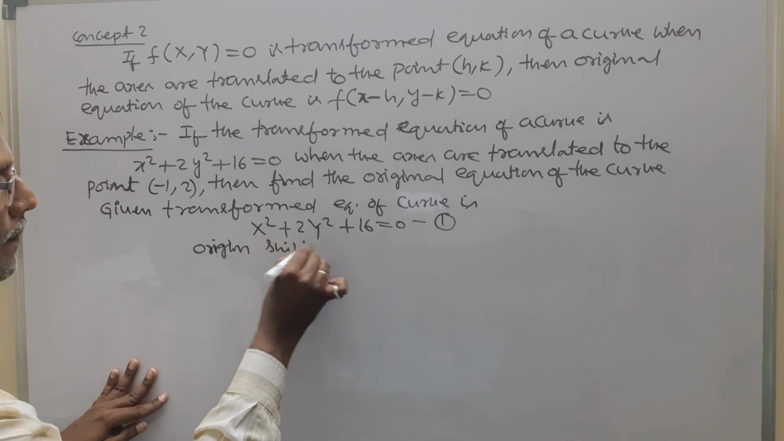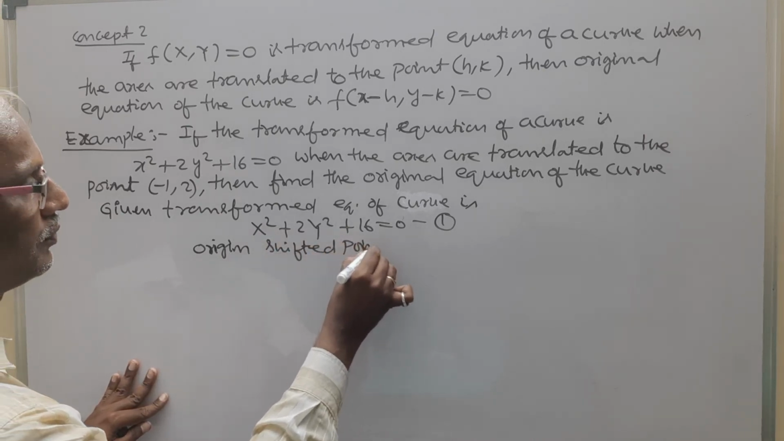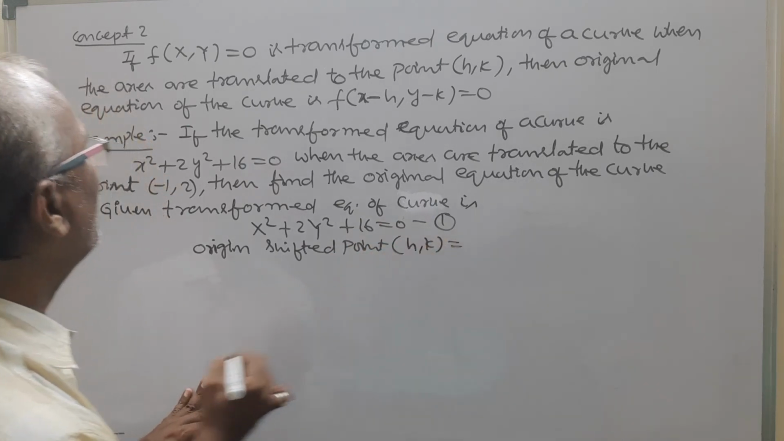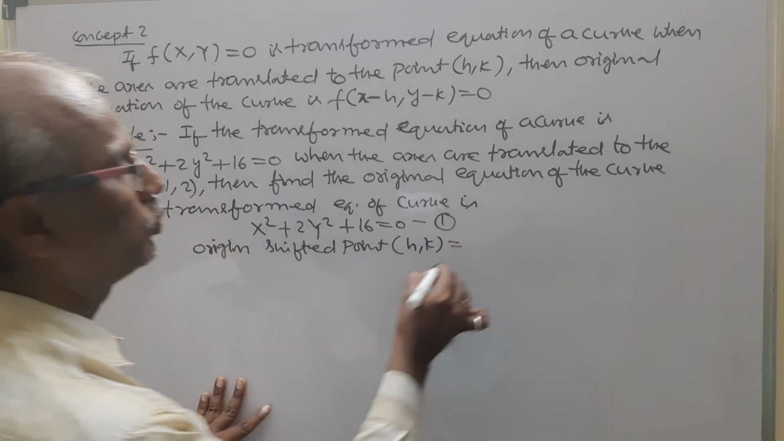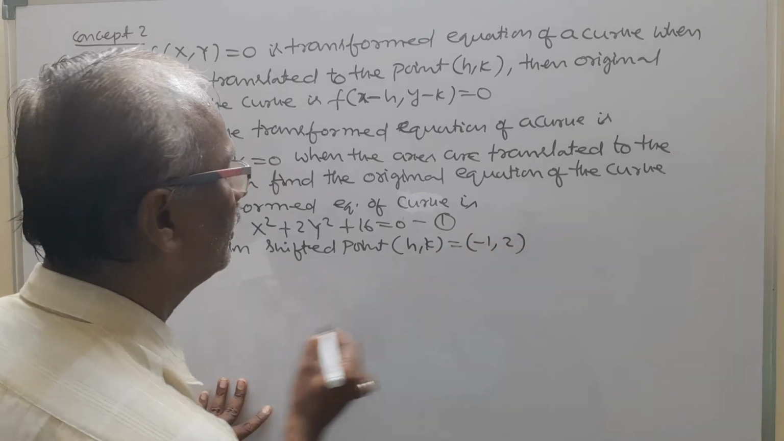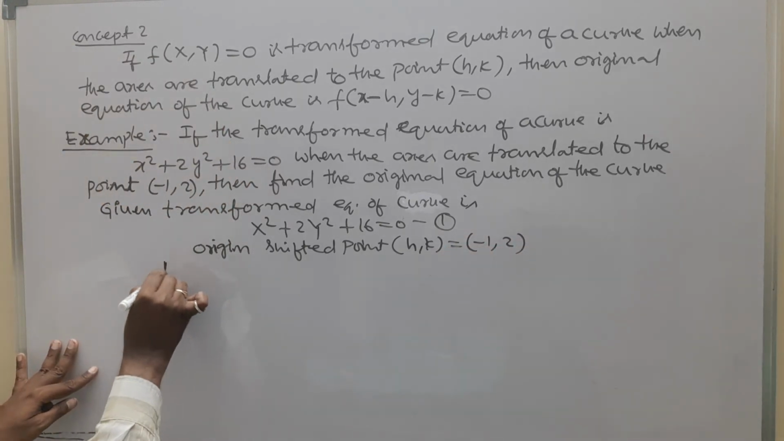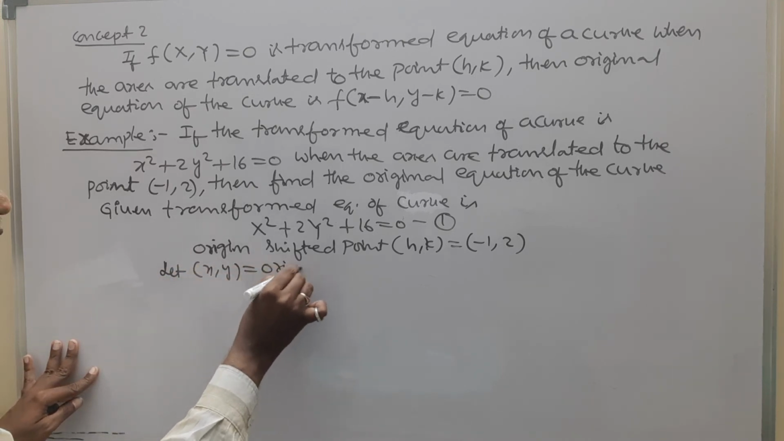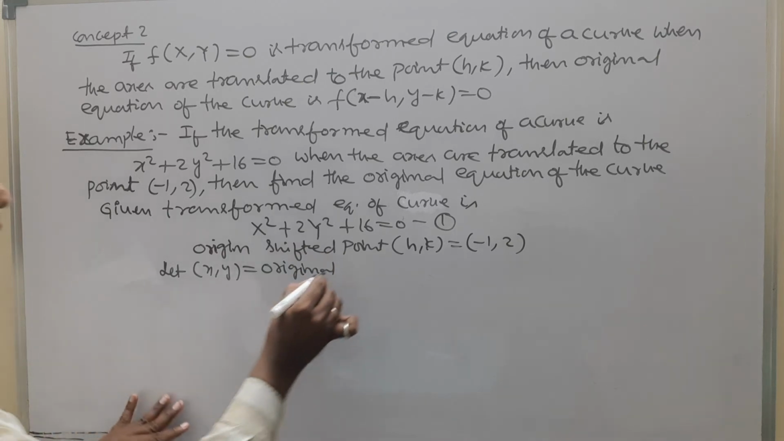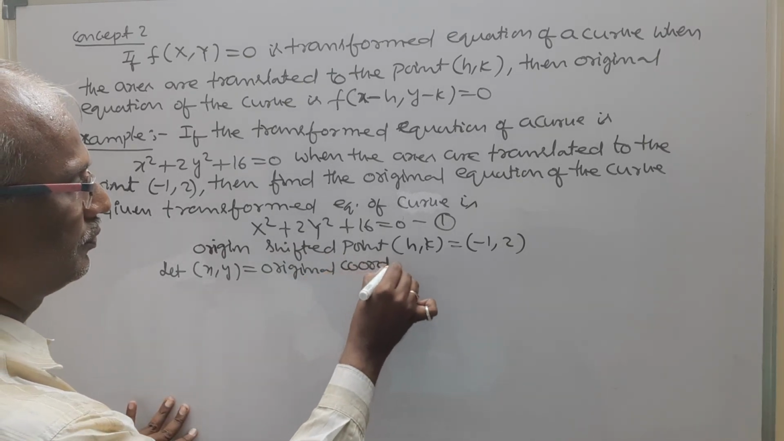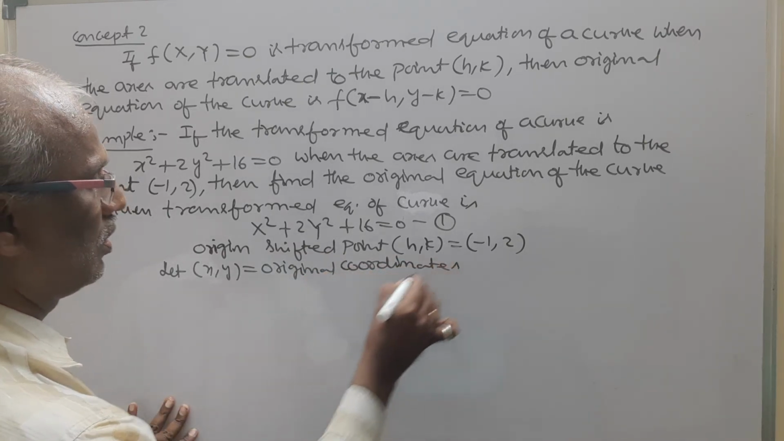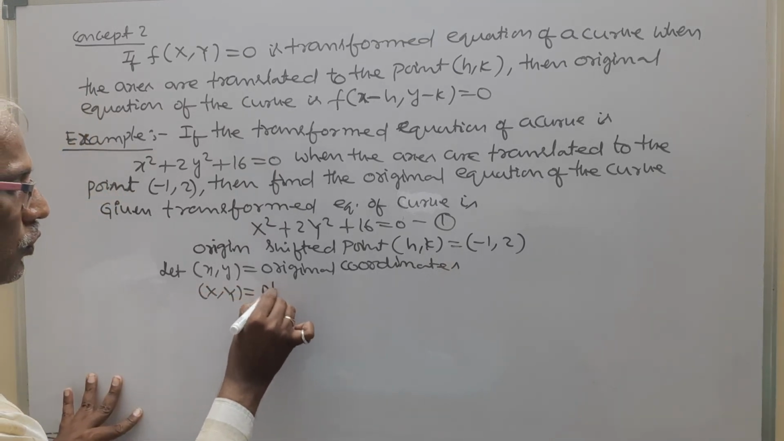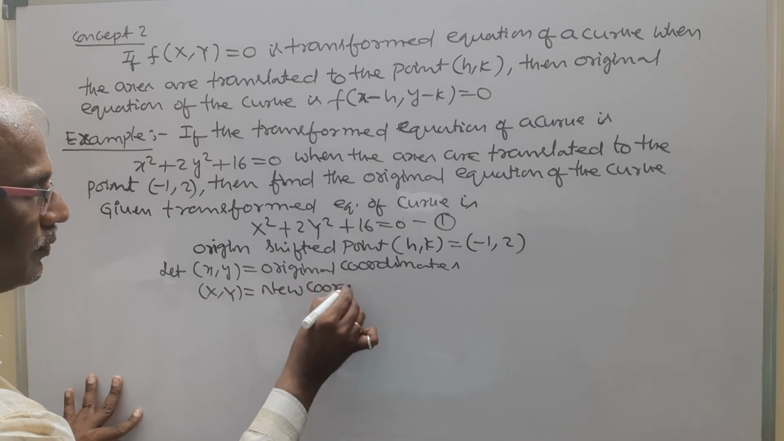Here the origin is shifted to the point h comma k, h comma k equal to minus 1 comma 2. This is the origin shifted point. Let small x comma small y equal to original coordinates, capital X comma capital Y equal to new coordinates.